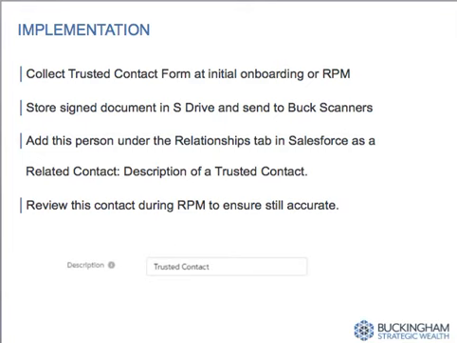So when and if you do get a signed form, the AWA or the Wealth Advisor should be going into the Relationships tab in Salesforce and adding that related contact under the family or under the contact of that client. Most folks have been typing in "trusted contact." That way we have it linked clearly to know the relationship between the client and this trusted person.